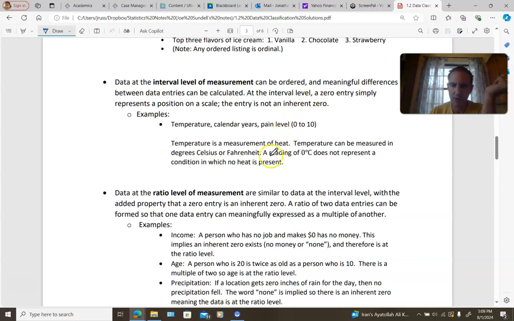And like I was talking about earlier, we're talking about temperature. A reading of 0 degrees Celsius doesn't represent a condition in which there's no heat, okay? And that's what temperature is measuring, the amount of heat in the air. The coldest temperature on Earth, I don't know what it is. My guess would be maybe negative 100 degrees Fahrenheit, maybe a little bit colder at times. But even at that temperature, there is heat in the air.